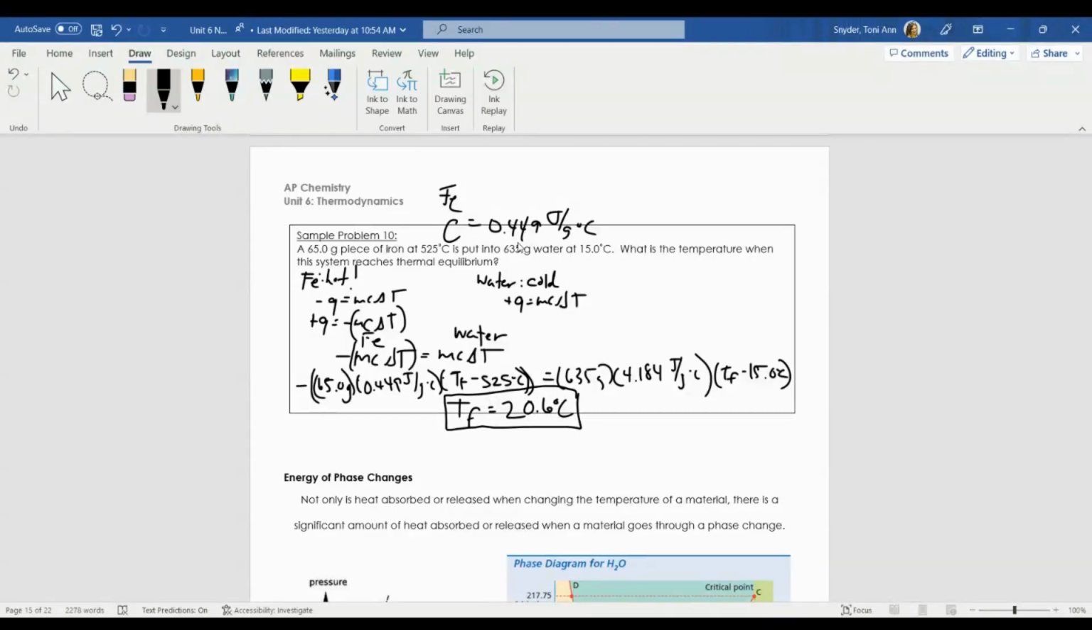And that makes sense. I have a heck of a lot more water than I have the metal, right? So my temperature should be closer to 15. Also, the specific heat for water is much higher. In order for water to change temperature, I have to input a heck of a lot more heat than I do for this metal to lose heat. So a couple of factors to keep in mind when we're considering thermal equilibrium is not just the amount, but also the specific heat of each of those.